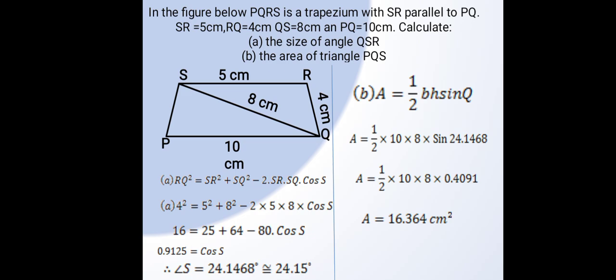PQRS is a trapezium with SR parallel to PQ. SR is equal to 5 centimeter, RQ is 4 centimeter, QS is 8 centimeter, and PQ is 8 centimeter. Calculate A, the size of angle QSR, and B, the area of triangle PQS.